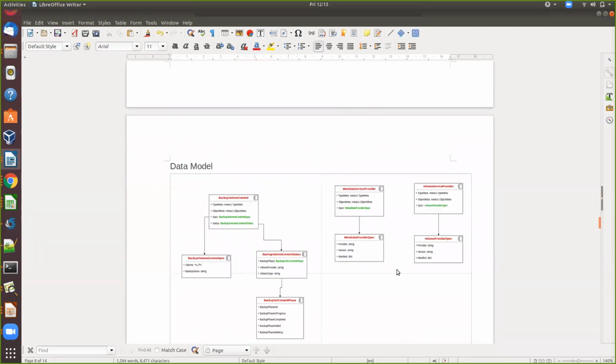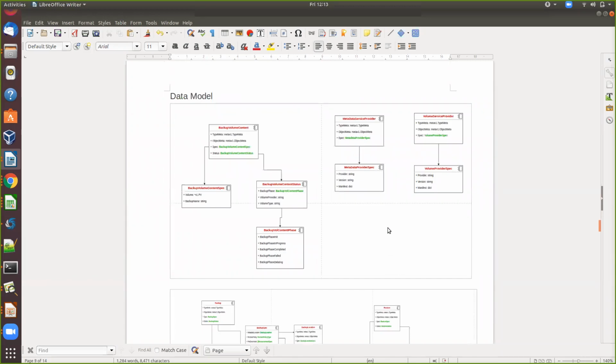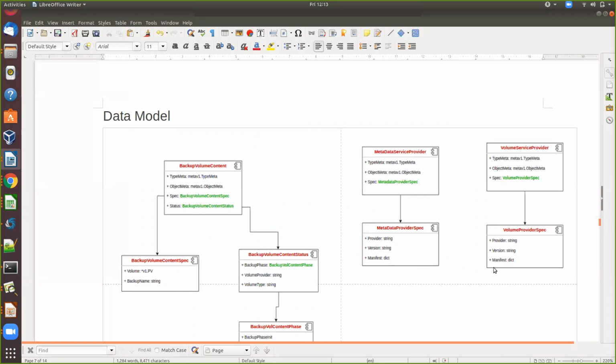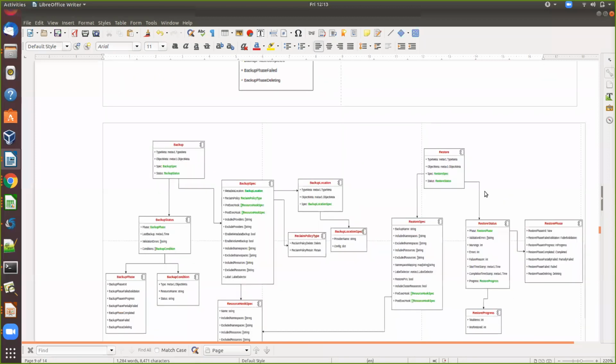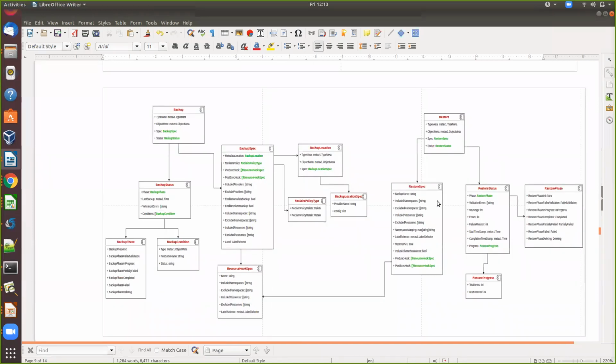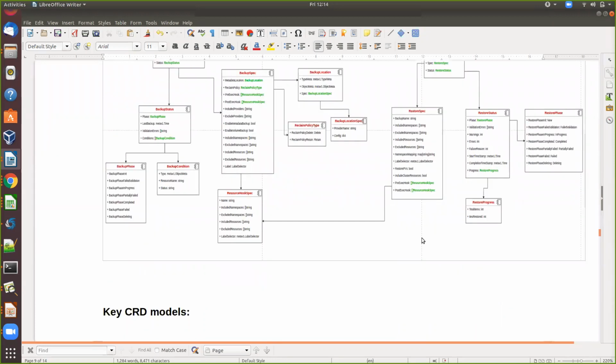And like I mentioned, this is our first cut of the data model, available for whichever CRDs we have discussed. Some CRDs are related to provider management, some CRDs are related to backup, and there are also some CRDs related to restore, all those things. So this diagram pretty much describes the kind of data models which will be part of our system. And we have created a repo, as discussed in the last meeting.